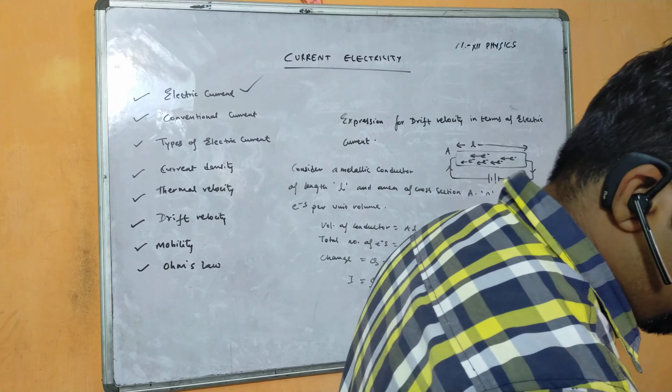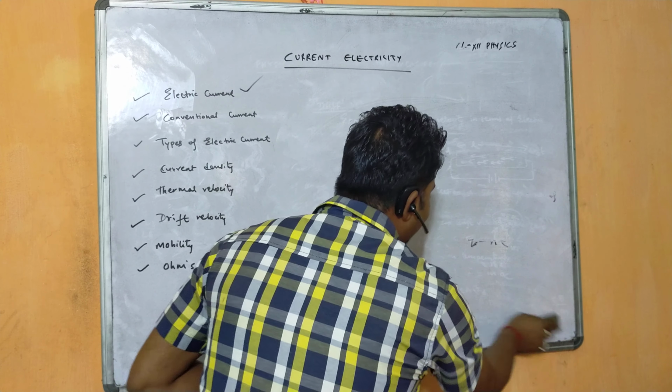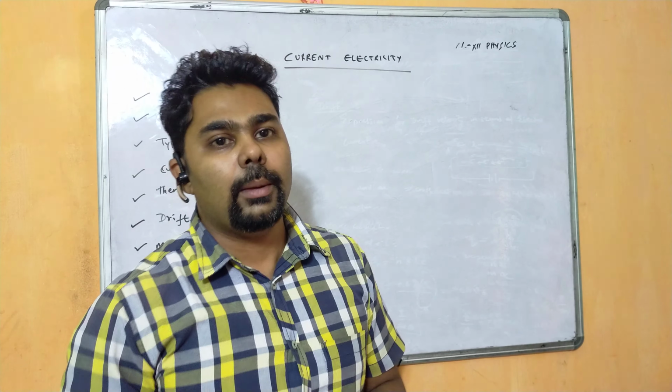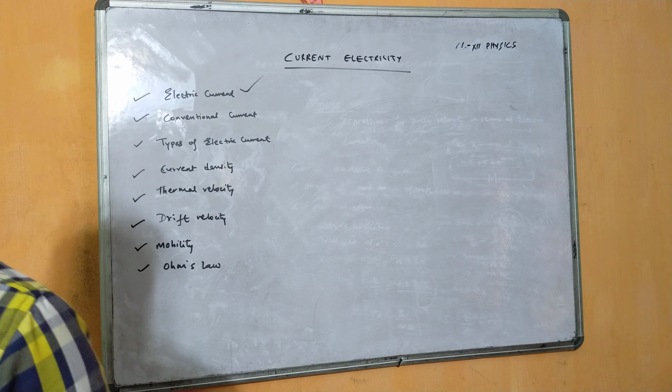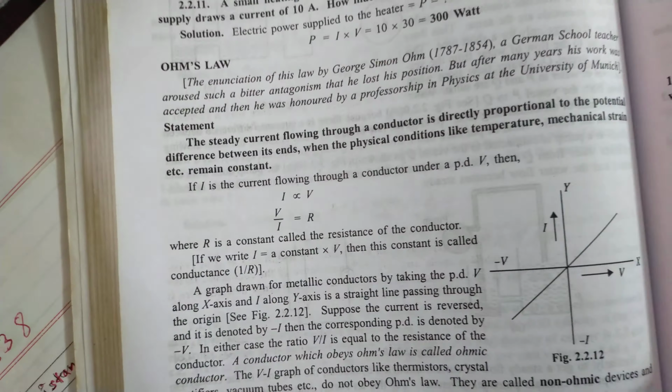So Ohm's law, we know that the flow of electric current through a given conductor is directly proportional to the potential difference applied across the two ends of the conductor. In that case the physical conditions have to be the same, that is the temperature and pressure. If they remain the same, the flow of electric current passing through any conductor is directly proportional to the potential difference. So this was Ohm's law, which we have learned in the smaller classes.